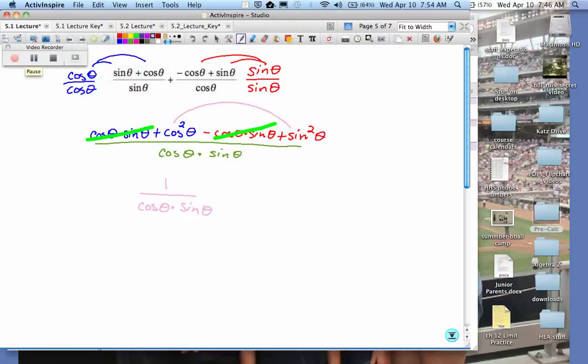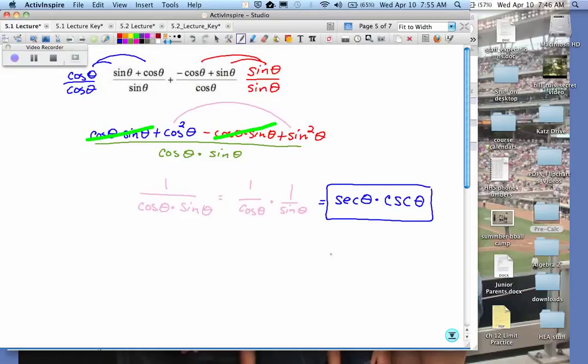Then what I would do is, I just have 1 term left. The bottom, you can see the different factors up top. You could split it up into factors. What are some factors of 1? 1. So we're going to go 1 over cosine of theta times 1 over sine of theta. And what do you get? What's 1 over cosine? What's 1 over sine? So that would be our final answer.